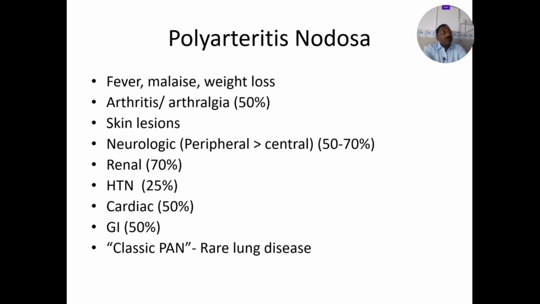Both the upper respiratory tract and the lower respiratory tract are involved in Wegener's granulomatosis. History of asthma or atopy or eosinophilia is there in Churg-Strauss vasculitis. Whereas in polyarteritis nodosa, the lungs are spared. So mostly the constitutional symptoms, arthralgia or arthritis, skin lesions, neurological, renal, hypertension, cardiac and gastrointestinal, but a rare lung disease in classic polyarteritis nodosa. That is the most important thing here.